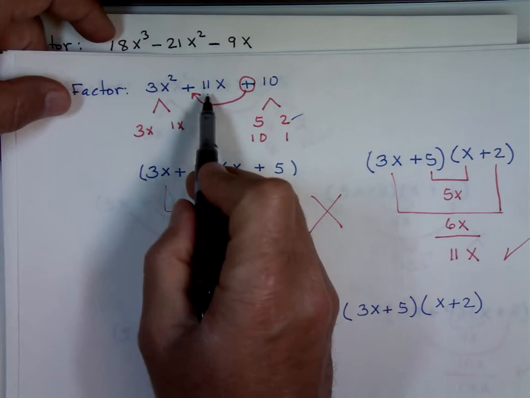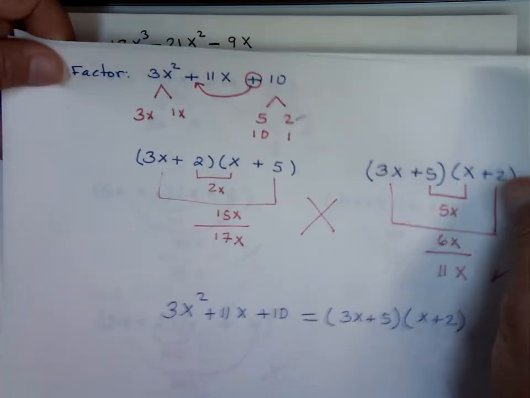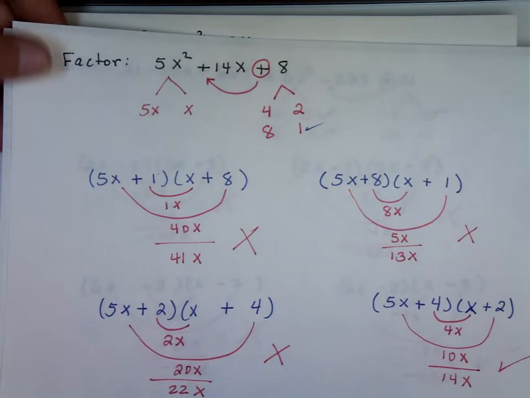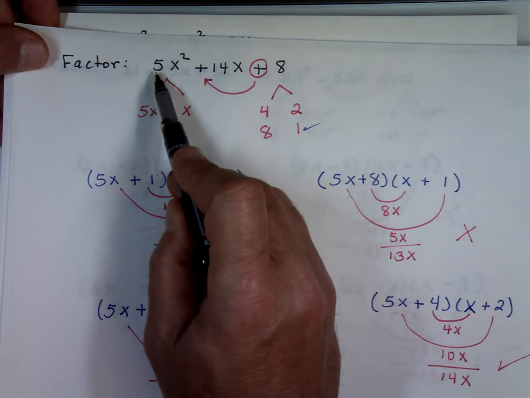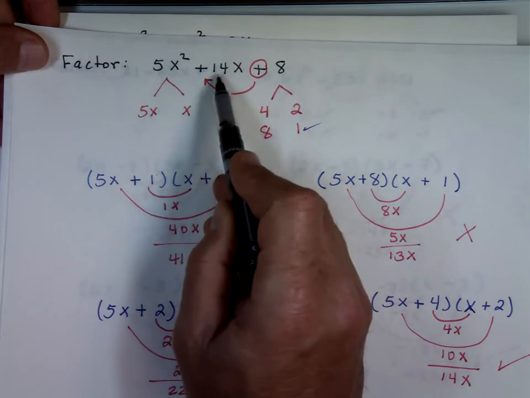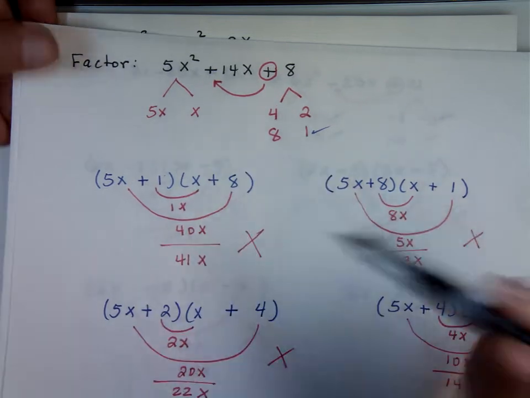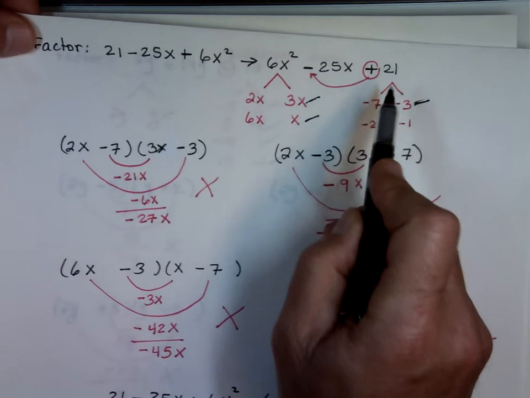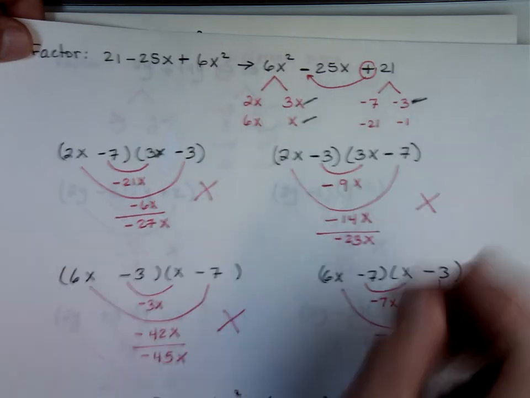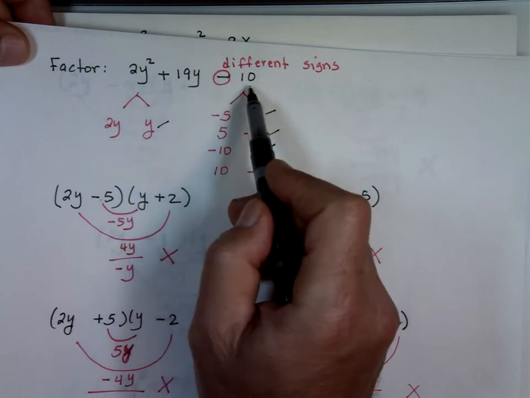There's nothing common to these numbers. Next one, 5, 14, and 8. There's nothing common. We can't divide the 5 or the 14 or the 8 by any number. It has to be the same number. Nothing. 6, 25, and 21. Nothing common there. 2, 19, and 10. Nothing common.